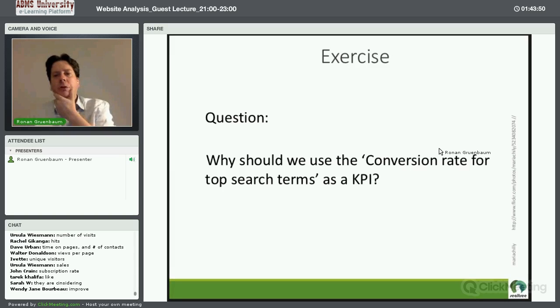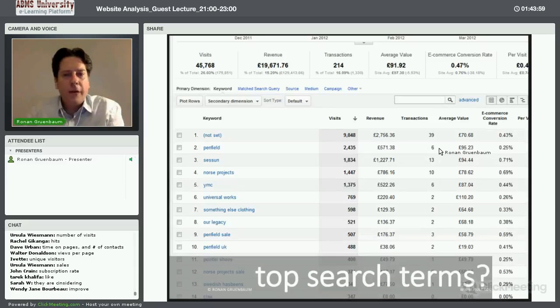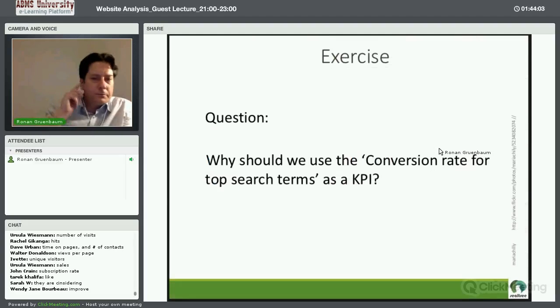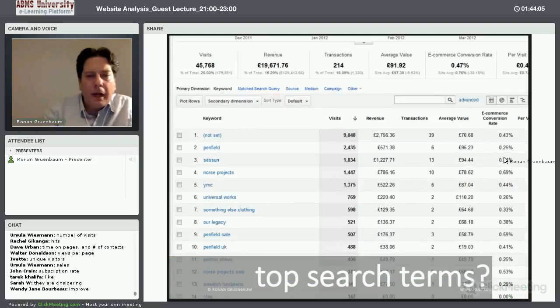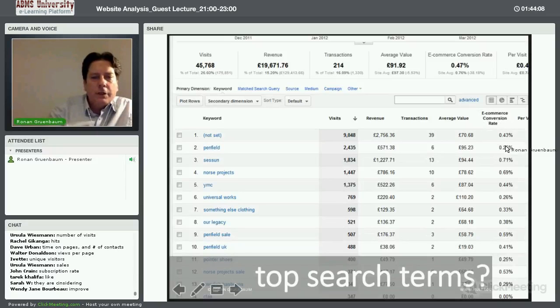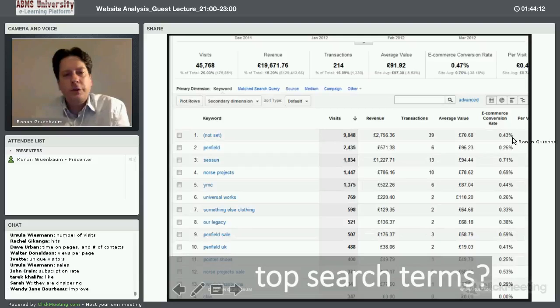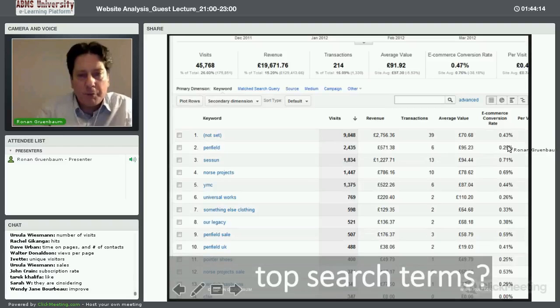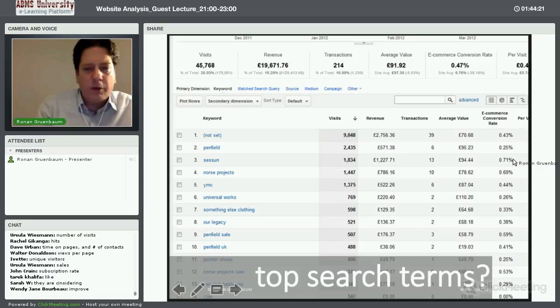Why should we use conversion rate for top search terms as a KPI? So we don't have time really to go through all of this, but if we look for the top search terms, as I said, look for the conversion rate. You can see the conversion rate here on the right-hand side, so this shows you that the search term session had the highest conversion rate of 0.71%.